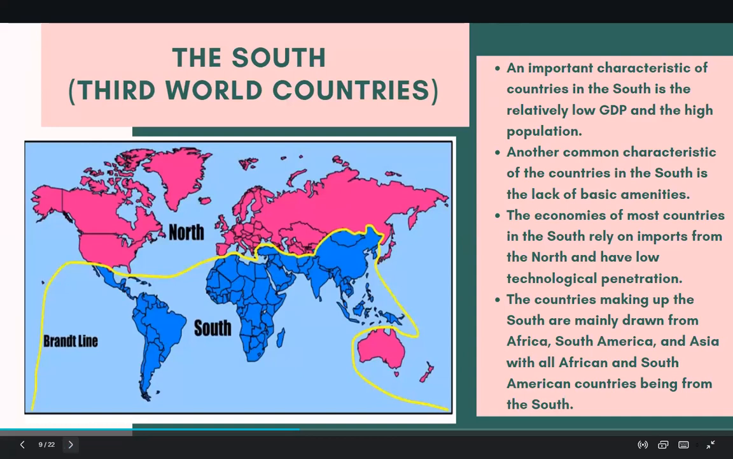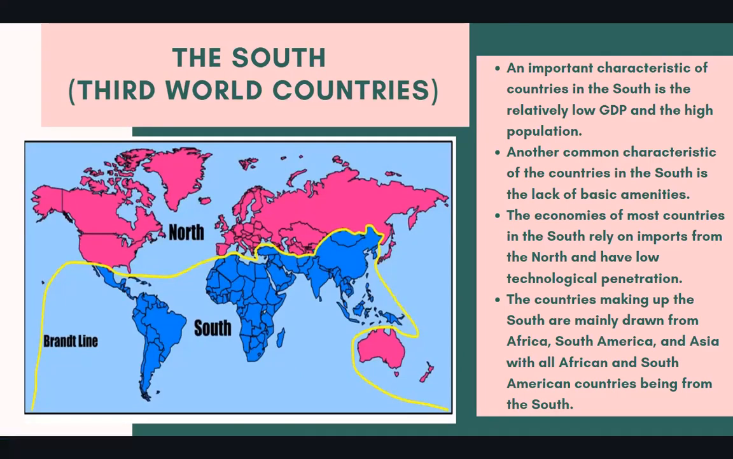Now let's move on to the South, or the third world countries. An important characteristic of countries in the South is the relatively low GDP, or gross domestic product, and the high population. Another common characteristic of the countries in the South is the lack of basic amenities. The economies of most countries in the South rely on imports from the North and have low technological penetration. The countries making up the South are mainly drawn from Africa, South America, and Asia, with all African and South American countries being from the South.